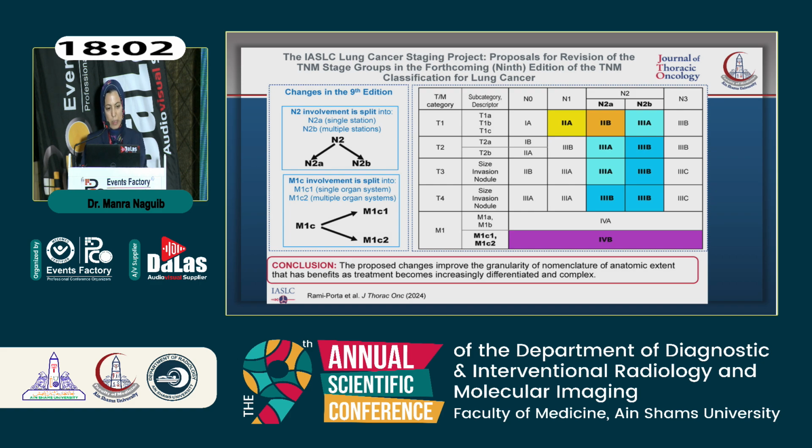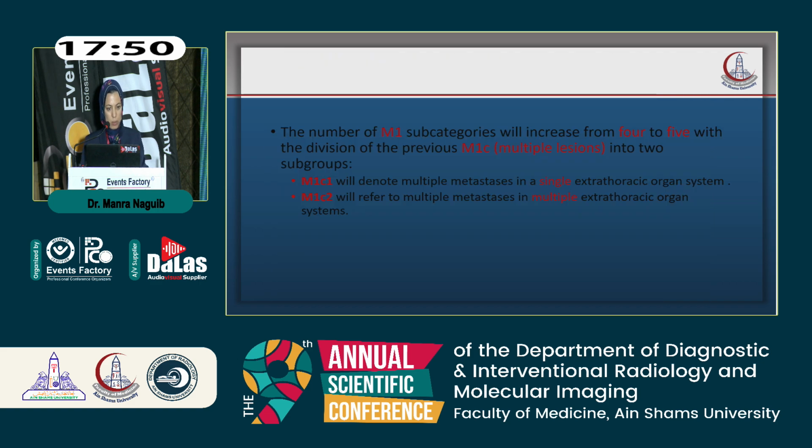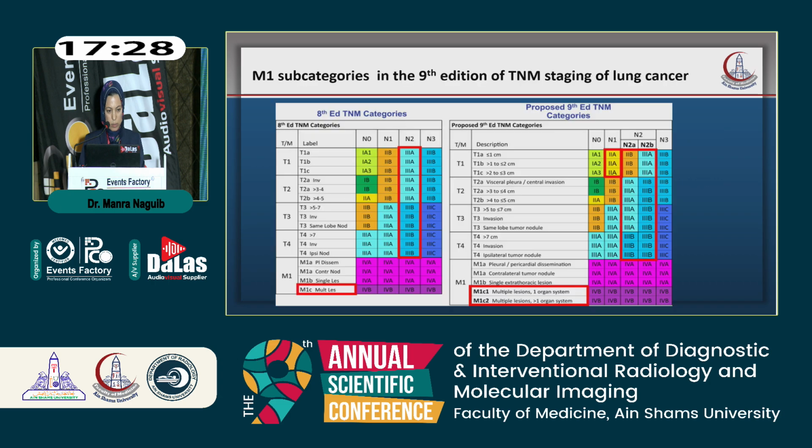This N2 splitting into N2a and N2b, and the new TN subsets in the 9th edition of the TNM classification, and the M splitting, we will discuss. The number of M1 subcategories will increase from 4 to 5, with the division of the previous M1c into two: M1c1 and M1c2. M1c1 denotes multiple mets in a single extrathoracic organ. M1c2 refers to multiple mets in multiple extrathoracic organs. This is the splitting of M1c into M1c1 and M1c2 in the 9th edition.